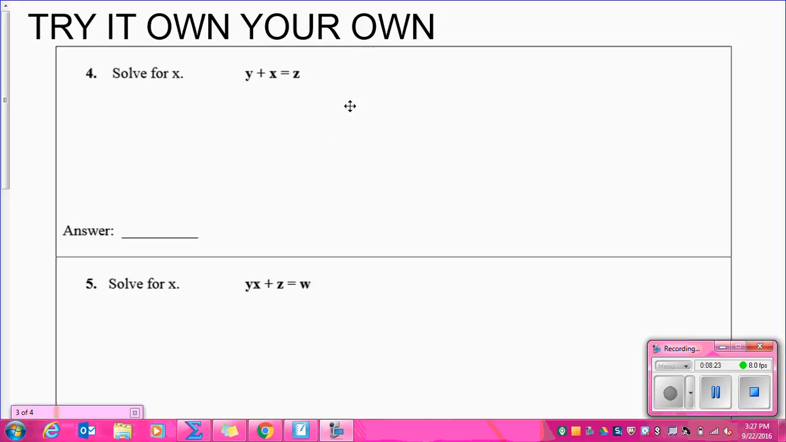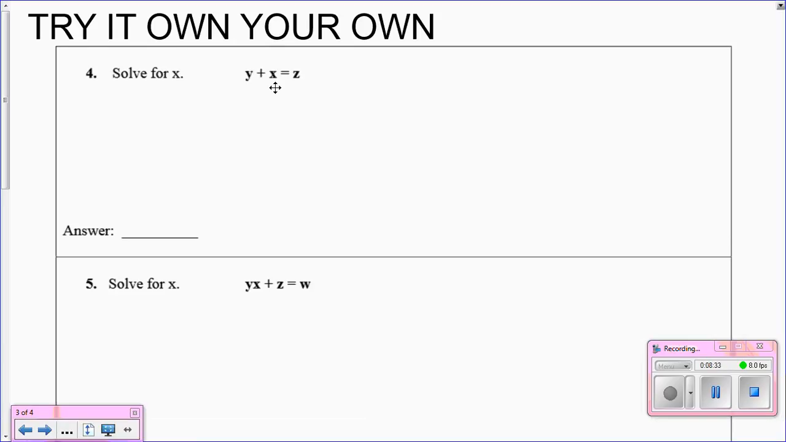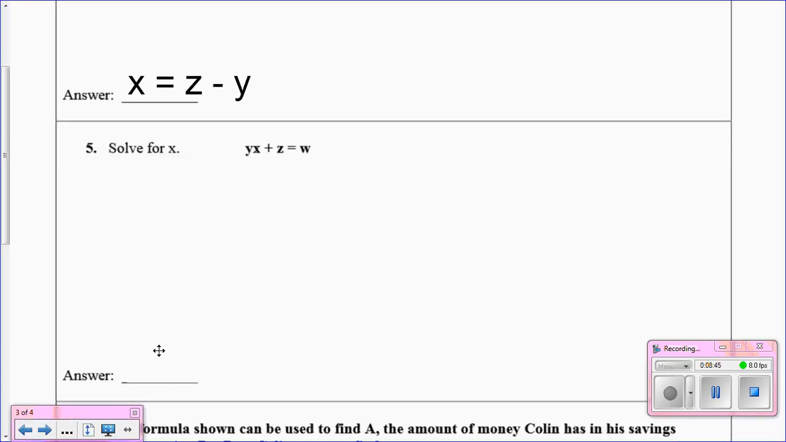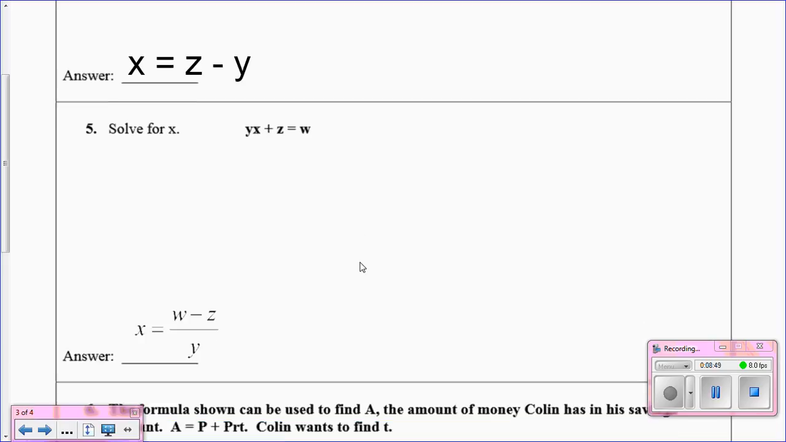Okay, welcome back. So here we have y plus x equals z, and I'm solving for the x. Okay, so when I get x by itself, I end up getting x equals z minus y. Number 5, I have yx plus z equals w. I'm solving for x again. When I do it, I get x equals w minus z over y.